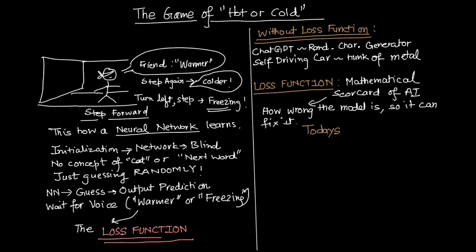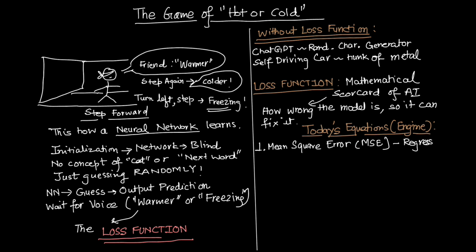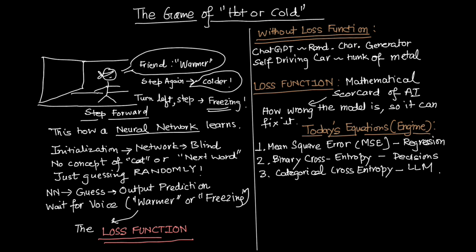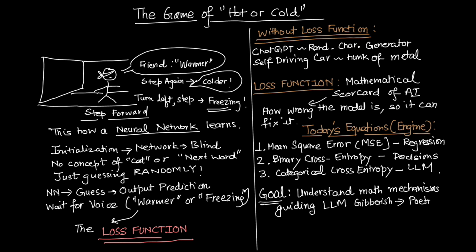Today, we are going to tear apart the three most important equations in all of deep learning. First, mean squared error, or MSE, the engine of regression. Second, binary cross entropy, the logic of yes or no decisions. And third, categorical cross entropy, the brain behind LLMs and next token prediction. By the end of this video, you won't just memorize these formulas. You will understand the specific mathematical mechanism that guides an LLM from speaking gibberish to writing poetry.